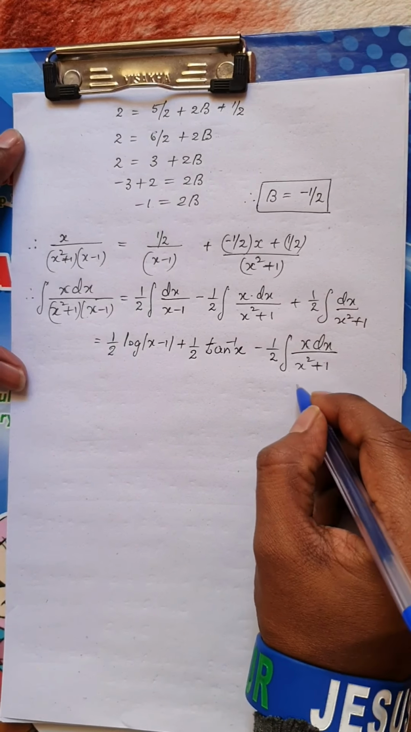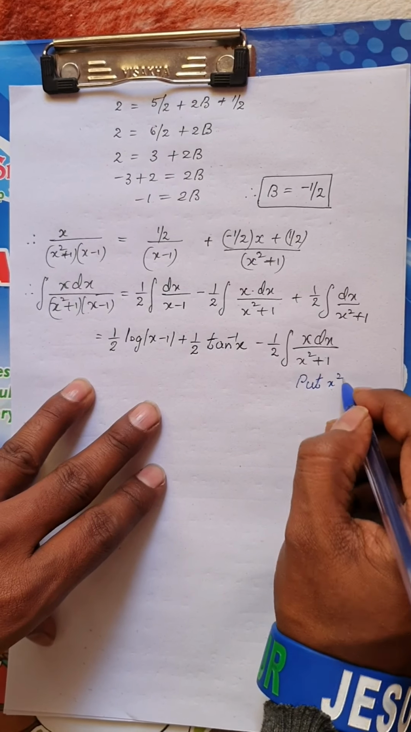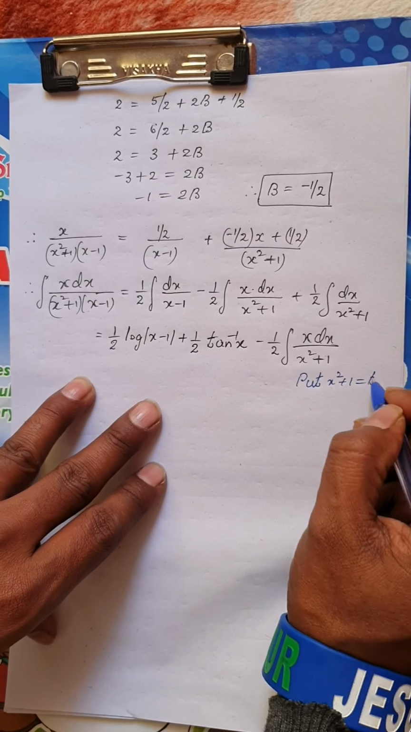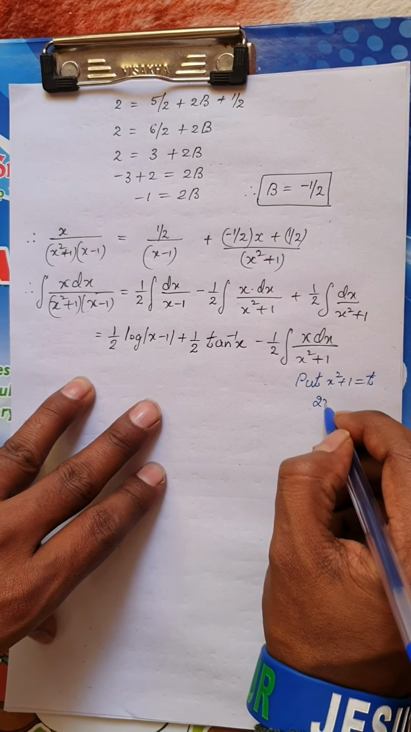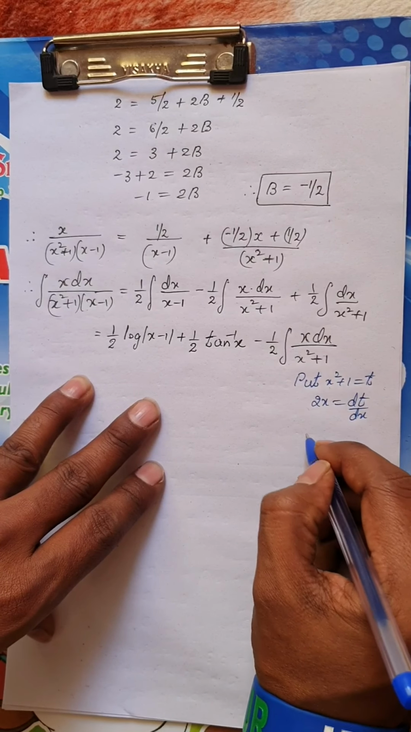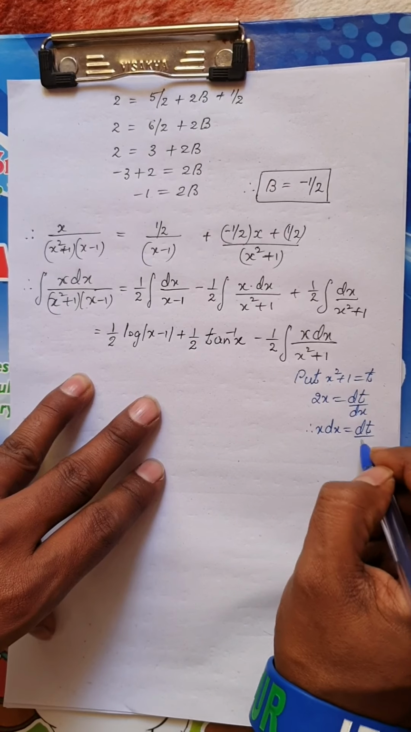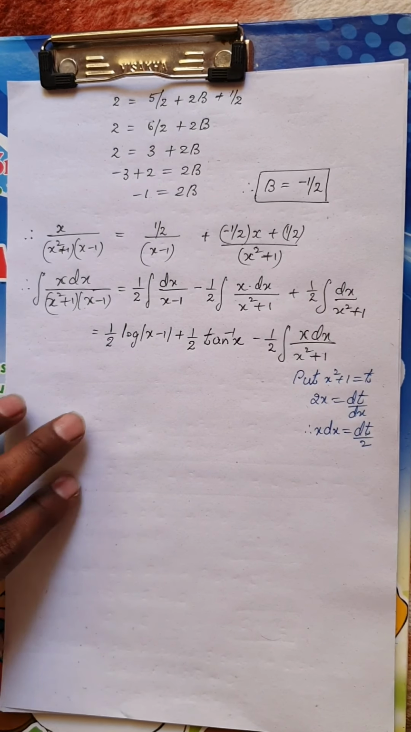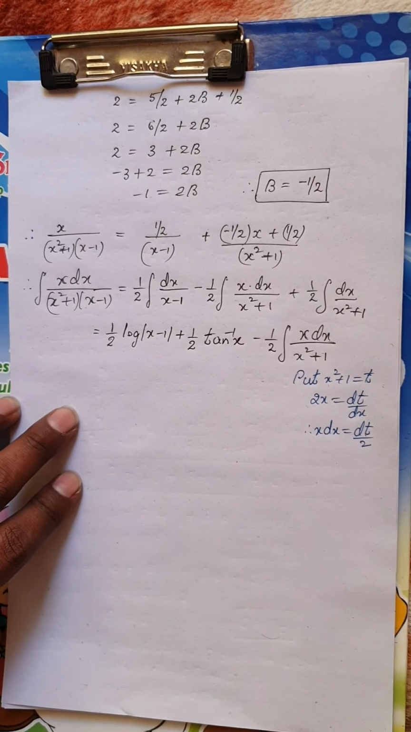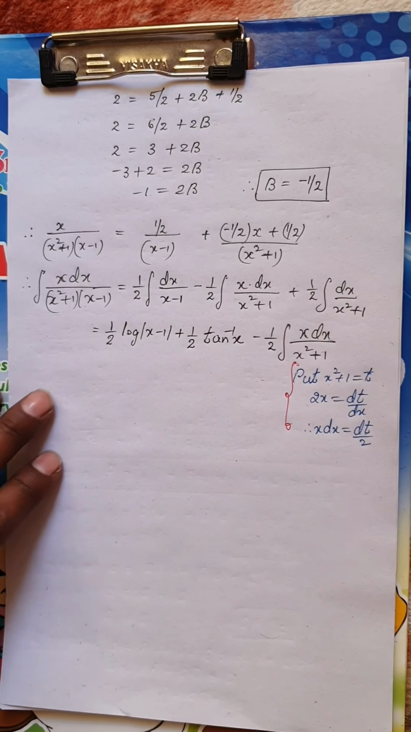Now for this integral, if I put x square plus 1 as t, derivative of x square plus 1 is 2x. So 2x would be dt by dx. Therefore, I have x dx would be dt by 2. Okay. See what happens to the integral. This is the substitution part. Let me keep it as it is. I am going to get the result very shortly.